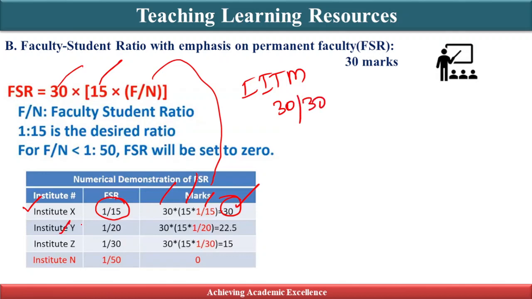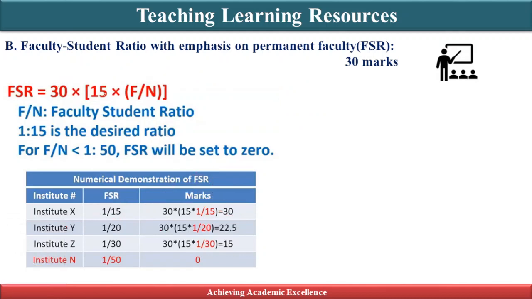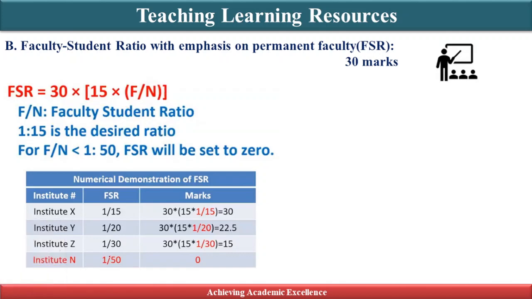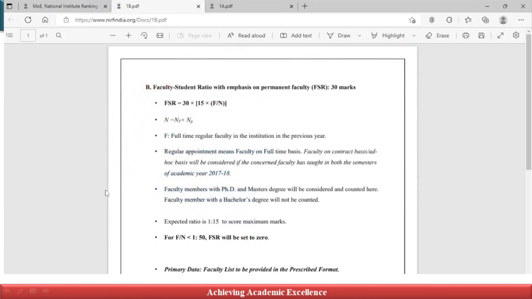Let me say Institute Y has got FSR 1:20. In that case, 30 into 15 into 1:20, you will get 22.5. In a similar manner, Institute Z has got 1:30, means I must substitute 1:30 here. Therefore, you will get some score, some 15 marks. If some institution has got less than 1:50, how many marks in FSR will they get? They will get 0 marks. That's what it says. Same thing I kept in the slide.